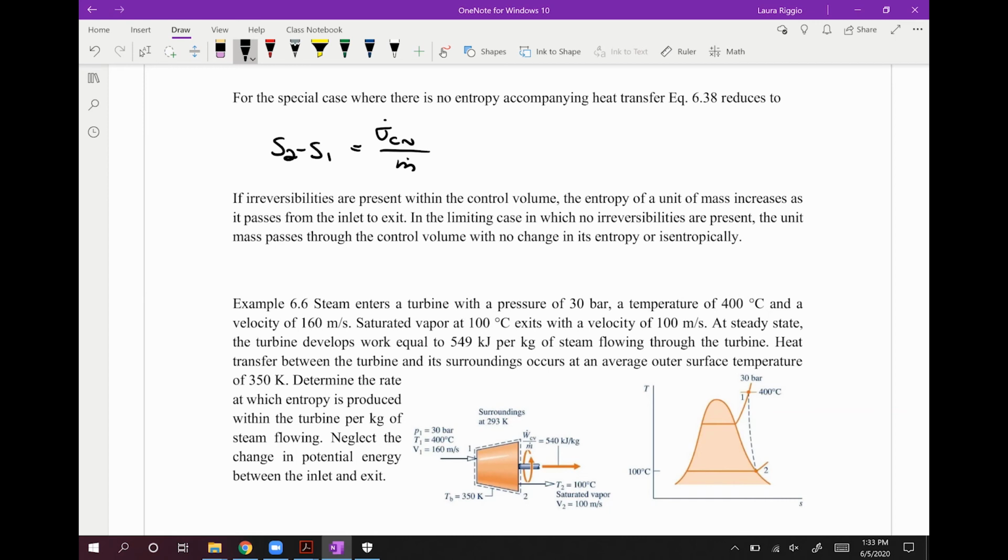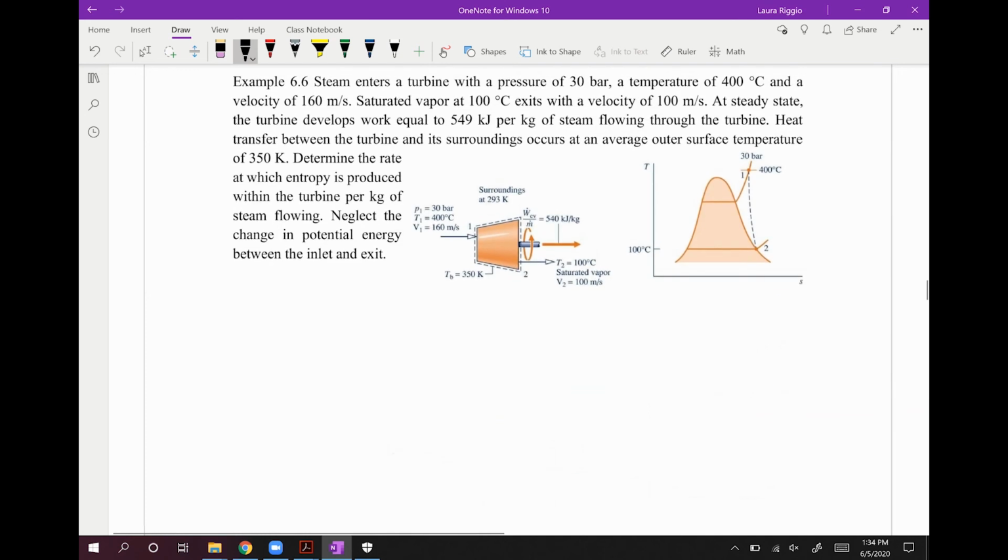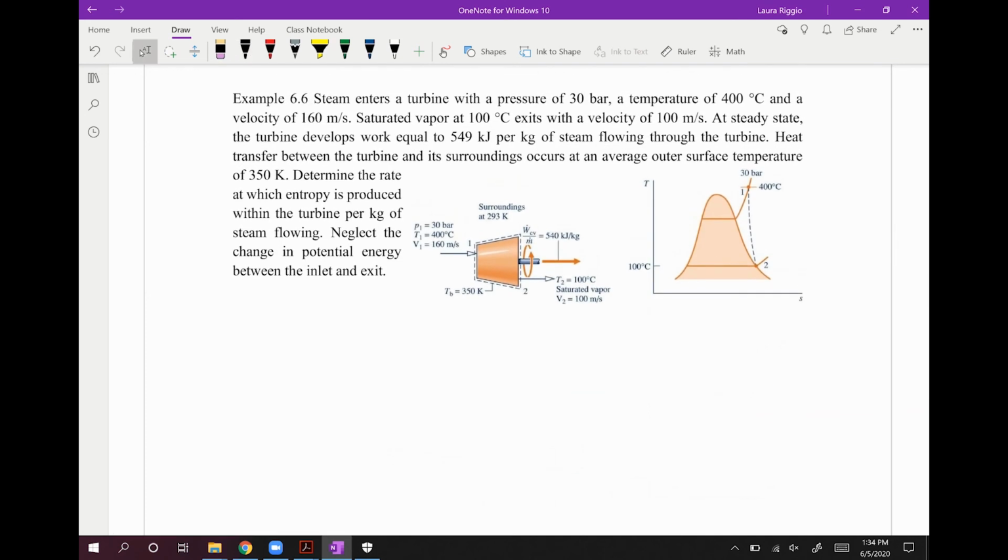We're going to look at an example of steam entering a turbine with a pressure of 30 bar and a temperature of 400 degrees Celsius and a velocity of 160 meters per second. Saturated vapor at 100 degrees Celsius exits with a velocity of 100 meters per second. At steady state, the turbine develops work that's equal to 549 kilojoules per kilogram. Heat transfer between the turbine and its surroundings occurs at an average outer surface temperature of 350 Kelvin. We want to determine the rate at which entropy is produced. That's it.